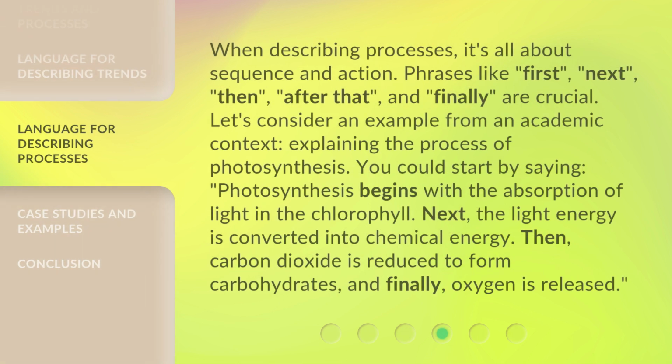When describing processes, it's all about sequence and action. Phrases like first, next, then, after that, and finally are crucial. Let's consider an example from an academic context, explaining the process of photosynthesis. You could start by saying, photosynthesis begins with the absorption of light in the chlorophyll. Next, the light energy is converted into chemical energy. Then, carbon dioxide is reduced to form carbohydrates, and finally, oxygen is released.